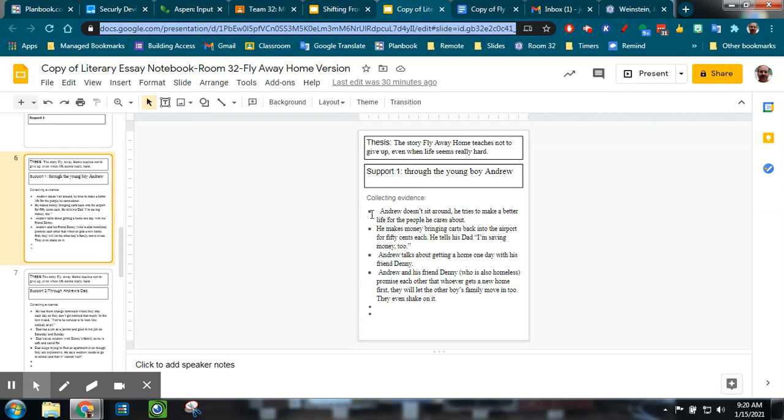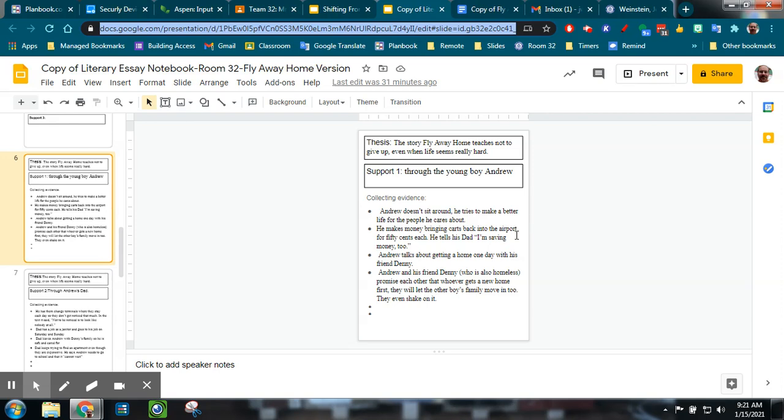You'll see, I only have 4 pieces of evidence here. You might have 3, you might have 4, you might have 5. Here is my evidence, and my evidence comes directly from the text, either with exact words or character responses to situations, what the character does. My first piece of evidence is Andrew doesn't sit around. He tries to make a better life for people he cares about.